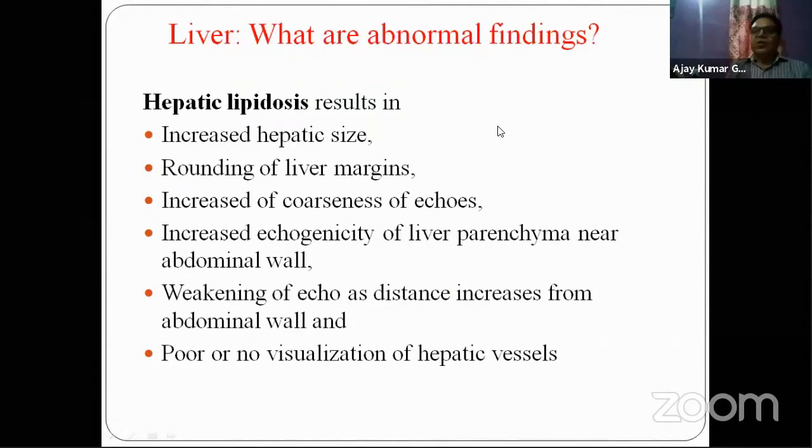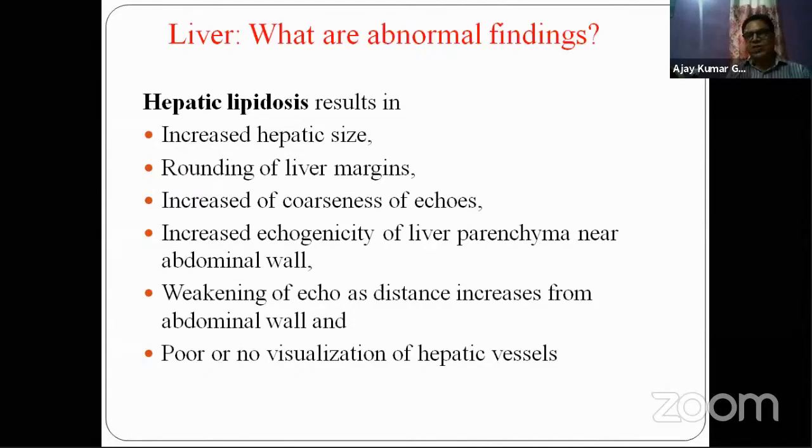What are the abnormal findings in case of liver? One is hepatic lipidosis or the fatty infiltration. The ultrasonography findings in case of this condition are the liver size will be increased, there will be rounding of liver margins, the coarseness of echoes will increase. Already the liver echo texture is coarse, but it will become more coarse when compared with normal liver.